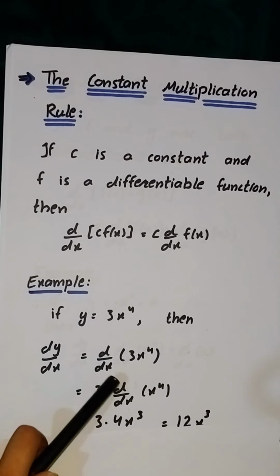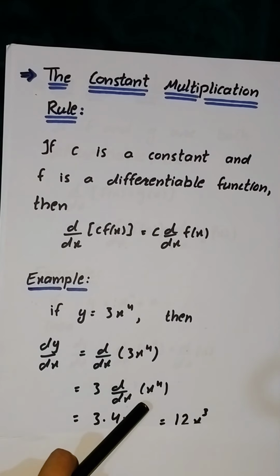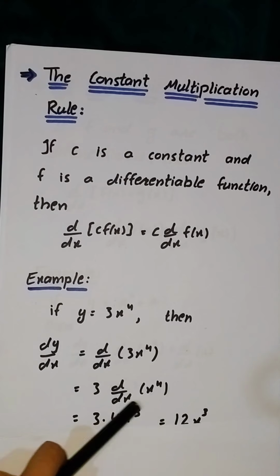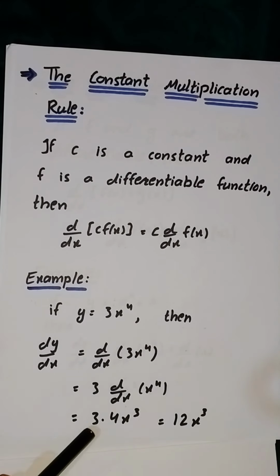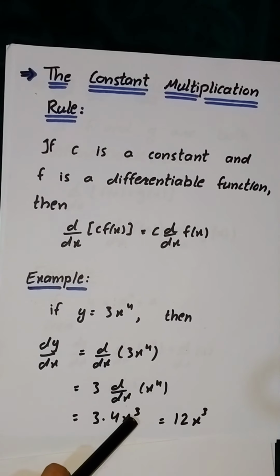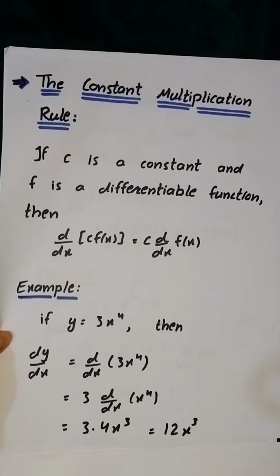Now we will take this 3 out of the derivative, so it will become 3 times derivative of the function, and we can solve this derivative by using the power rule, which is 4 times x raised to power 4 minus 1, which is equals to 3. So it will become 4 3s are 12, 12x cube. So this is how we can use the constant multiplication rule.